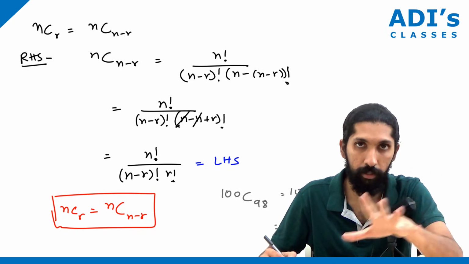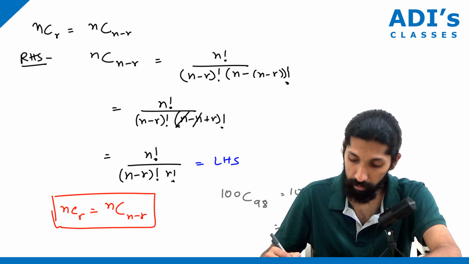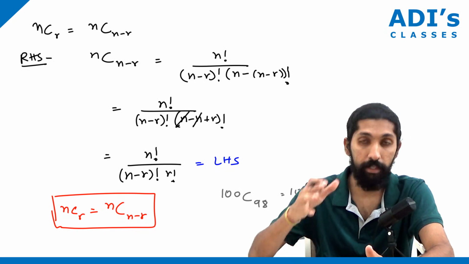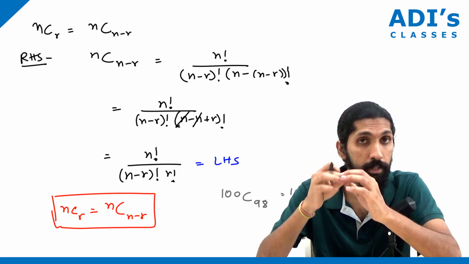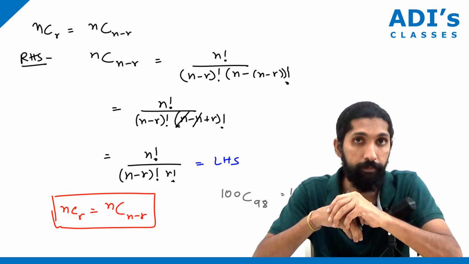Anyway, the mathematical derivation is the math part, we'll do it later. Now it's only the expansion and trying to understand the formula. So 100C98 is the same as 100C2. Very, very simple. Correct? Now, second theorem.